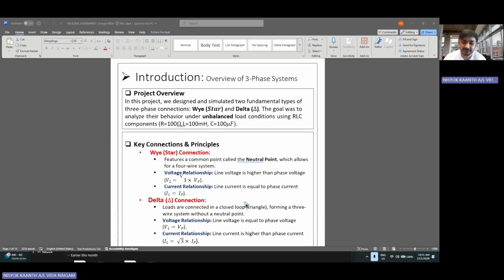My name is Michelle. For this slide, I'll briefly explain the fundamental theory used in our project before we move on to the simulation. Let me explain the big difference between Y and delta connections.